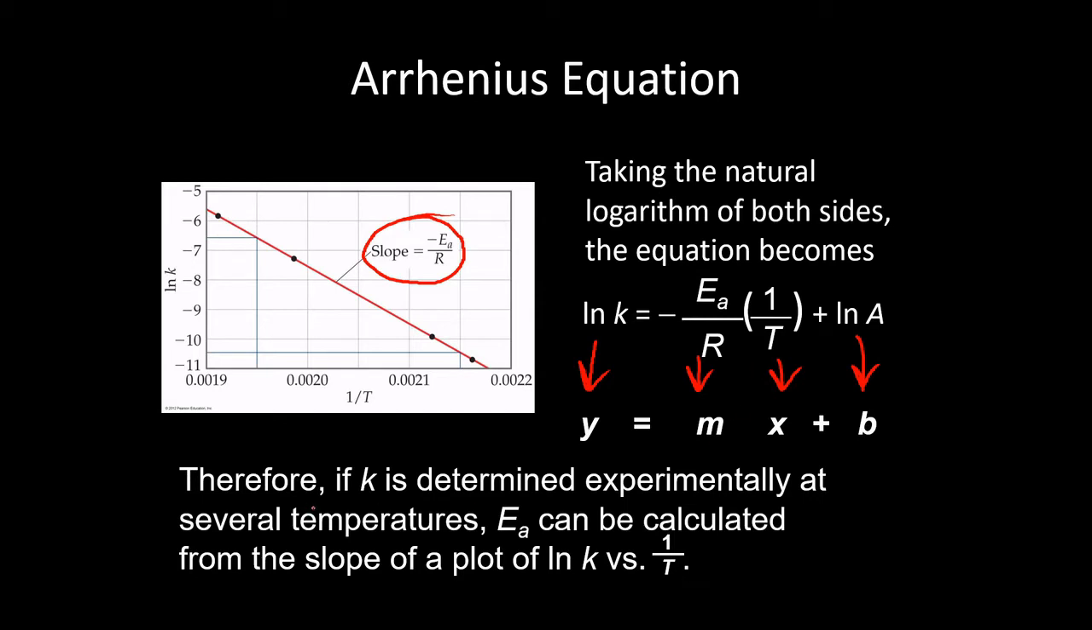So if k is determined experimentally, we can actually use this equation and use the slope from doing multiple experiments to determine the energy of activation for the reaction that we are looking at, which is very, very useful. This is actually one of the easiest ways to determine the energy of activation for a reaction. It's just doing the reaction at multiple temperatures and using that to solve for EA in this equation.